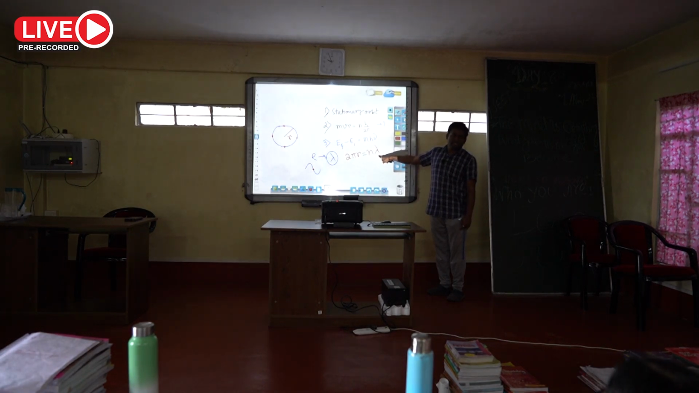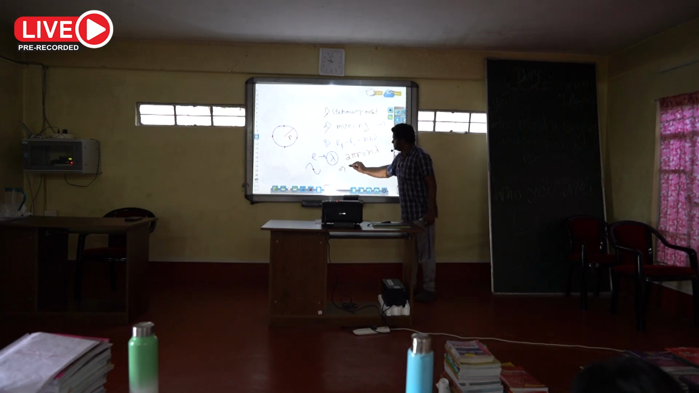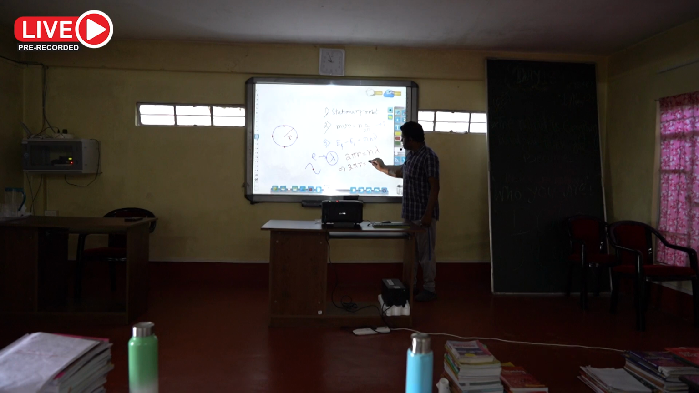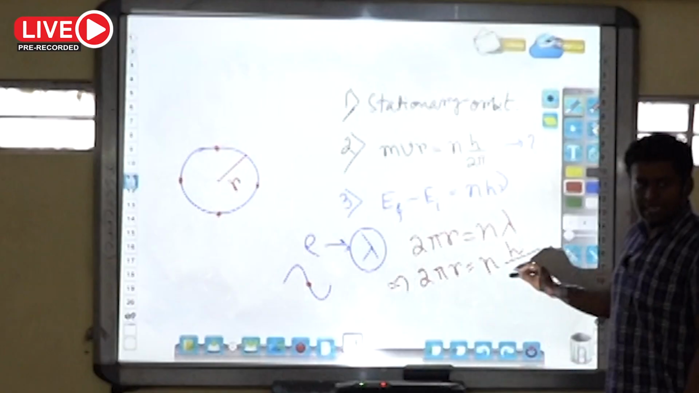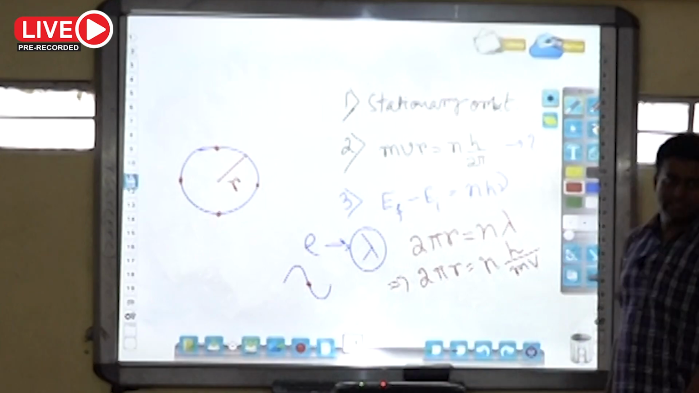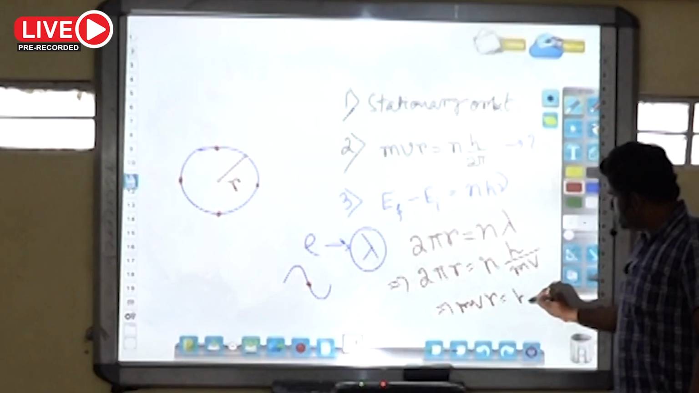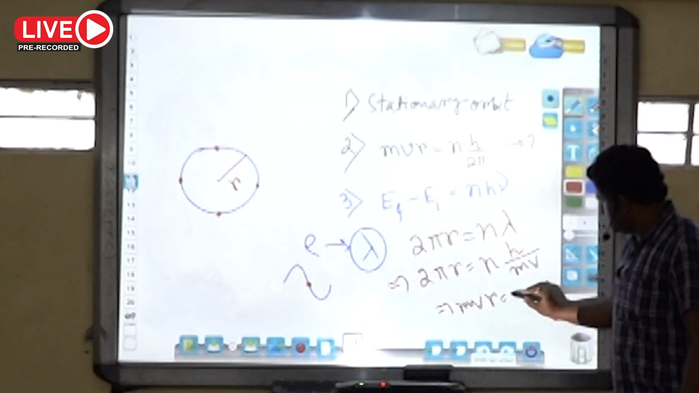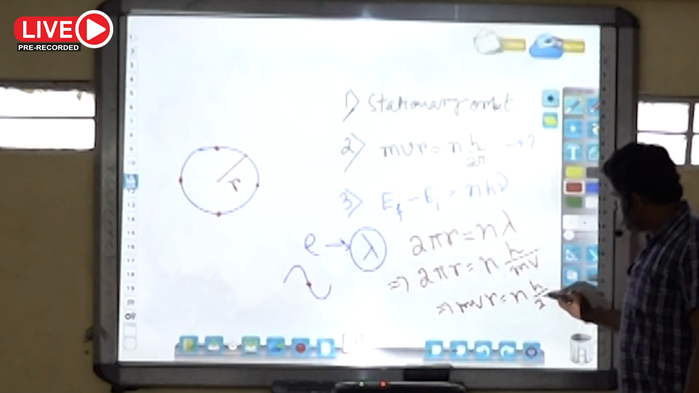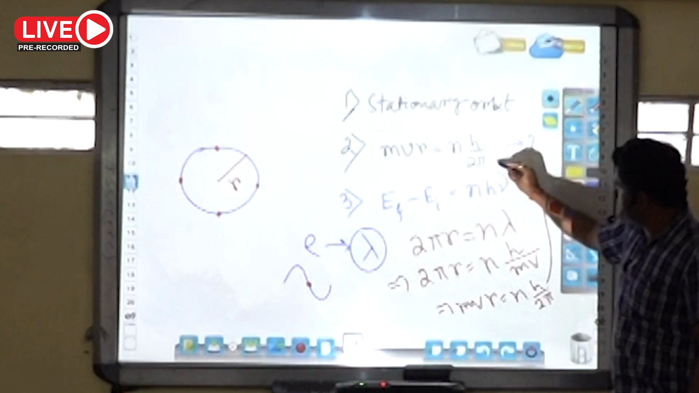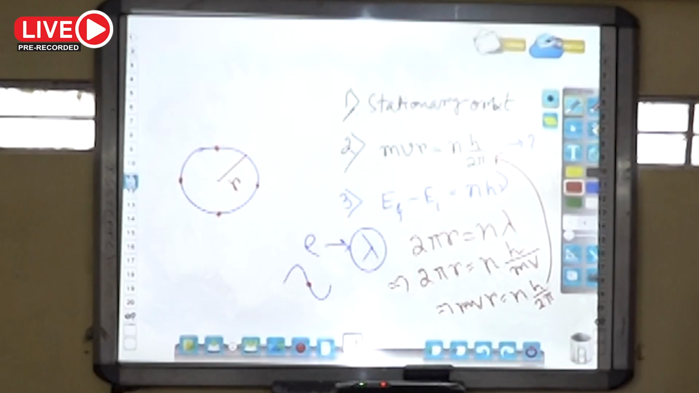H by p, p means mv, right? So it will be 2 pi r equal to n h by p. P means mass into velocity. And immediately you will get mvr equal to n h by 2 pi. That is Bohr's quantum condition. That angular momentum relation is written by Bohr. So from this logic, by considering the de Broglie wave, Bohr arrived at the result of mvr equal to nh by 2 pi.